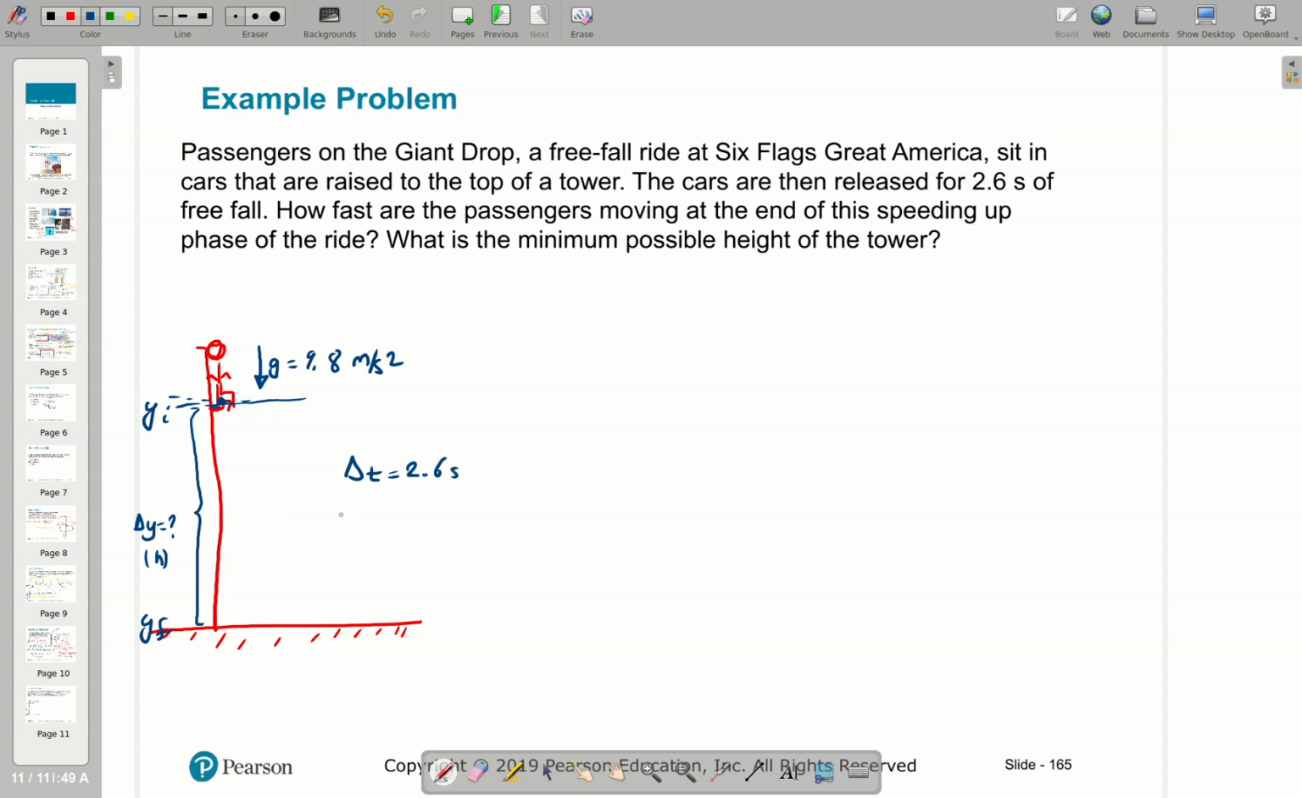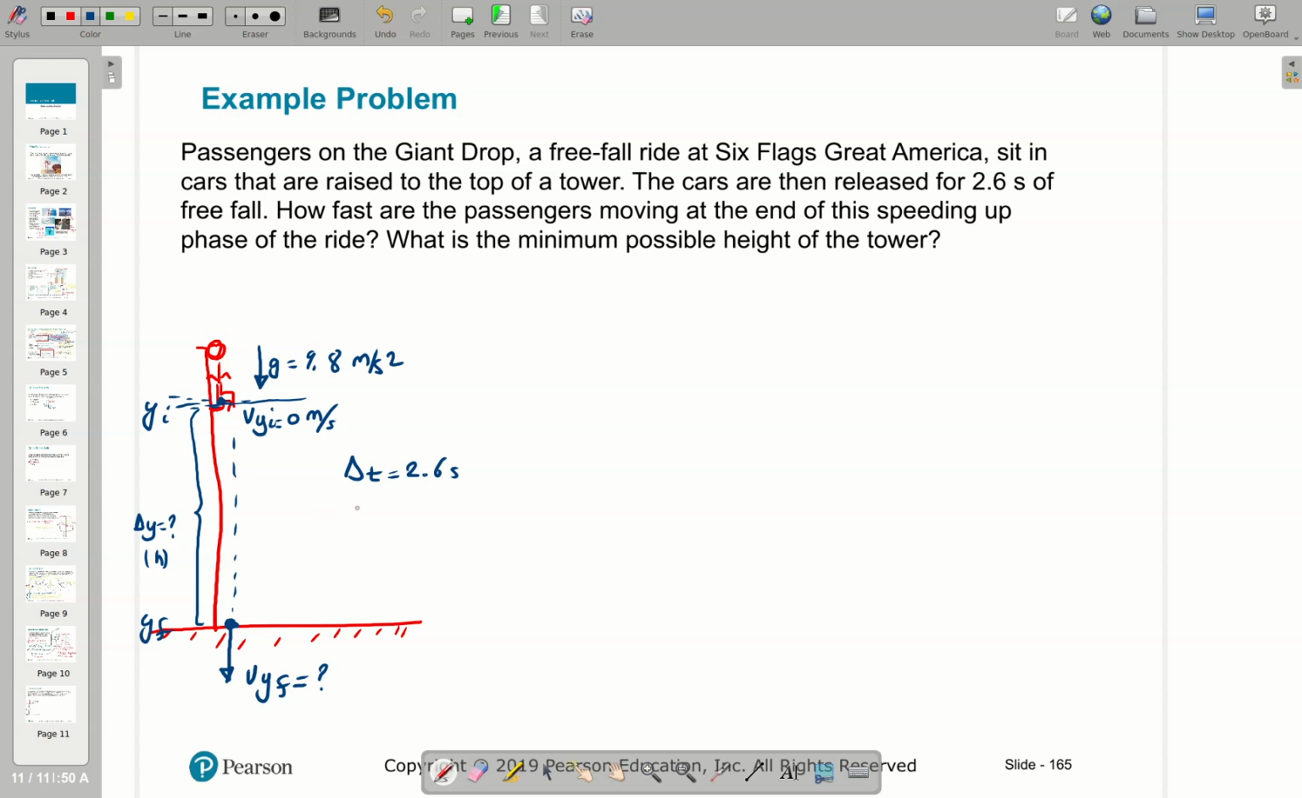All right. How fast are the passengers moving at the end of this? Speeding up. Well, of course, they don't fall exactly on the ground, but I draw my line here. The ground is a little bit beneath, right? Otherwise, they would get hurt. And they will have a Vy final. Now, that is my question. Do I know Vy initial? Yes. If they are dropped in free fall, there is no initial speed. It's 0.